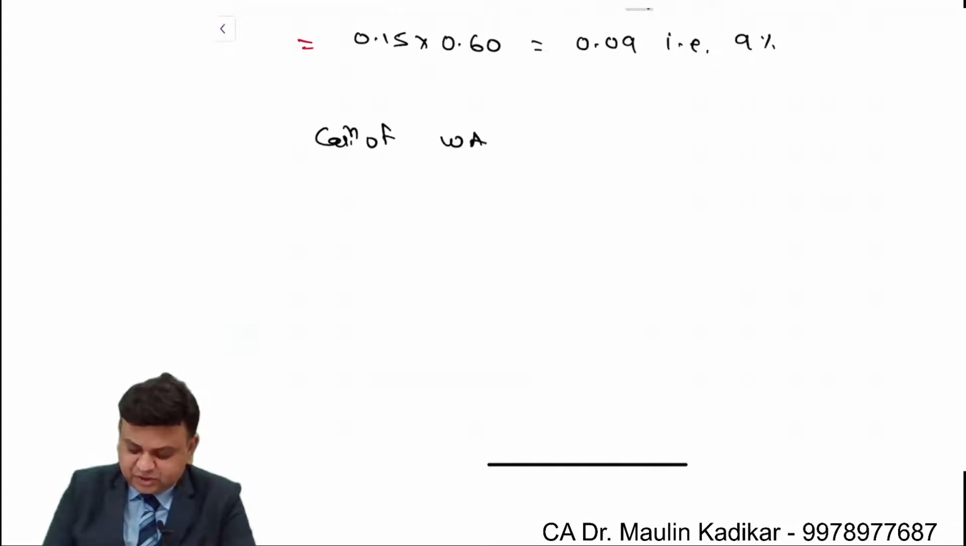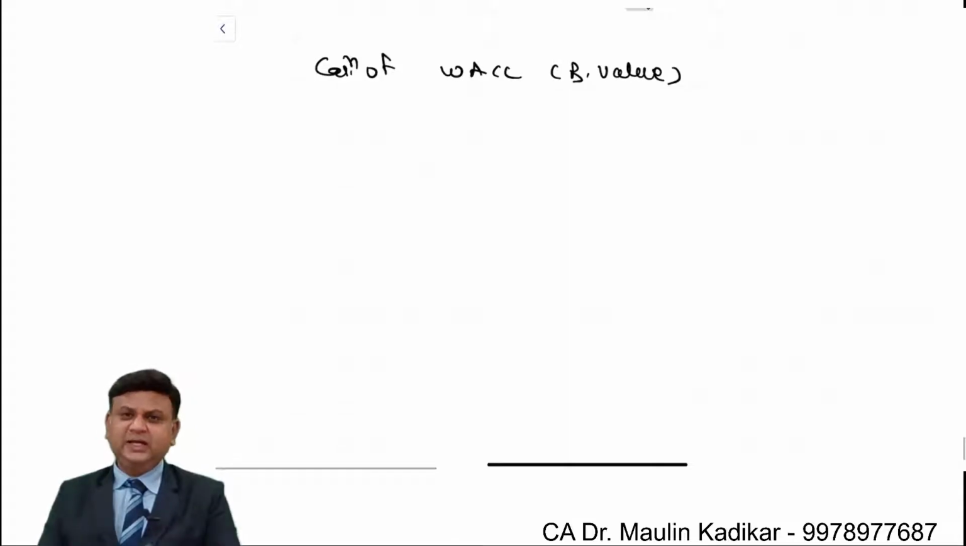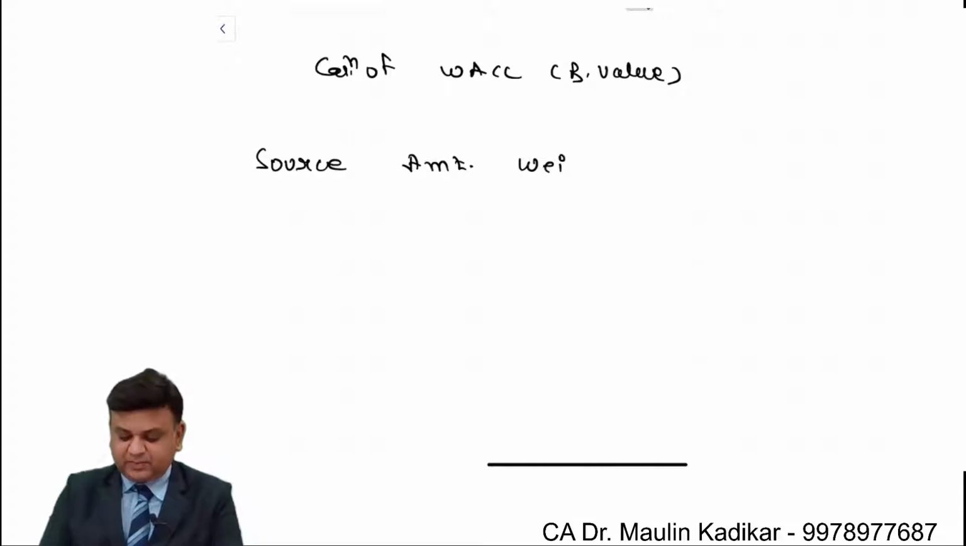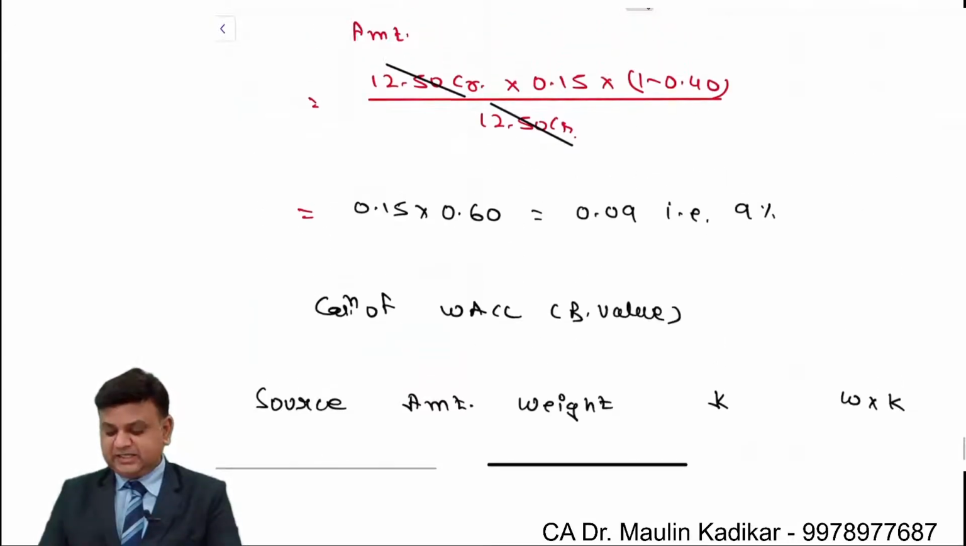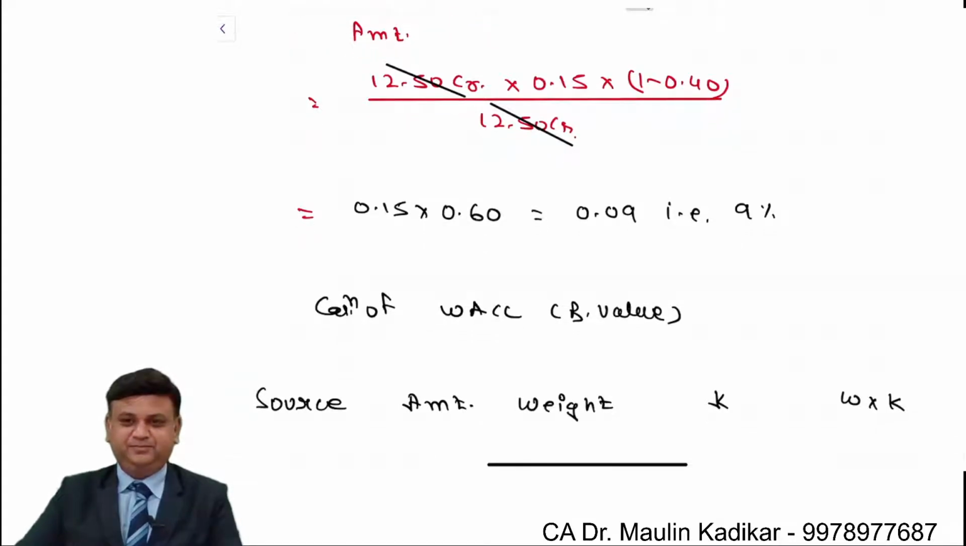calculation of weighted average cost of capital using book value proportion. In that, the simple answer is: column number 1 is the source of finance, column number 2 is amount, column number 3 is weight or the proportion in which the funds have been raised, then the cost of the individual source of finance, and weight into cost. That is the way we are required to do weighted average cost of capital calculation.